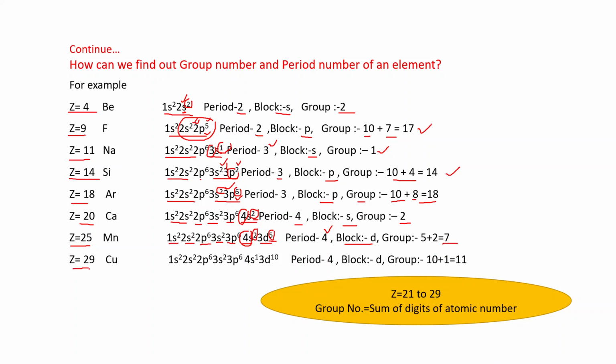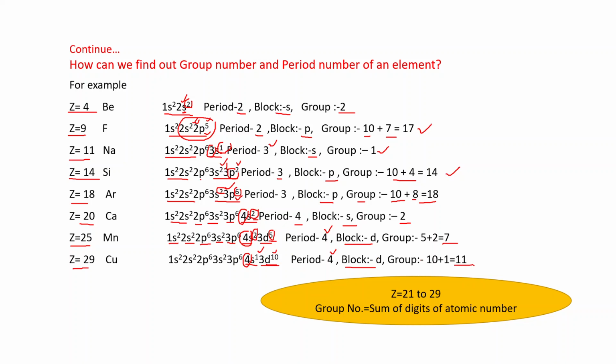Z is equal to 29. Again, write the electronic configuration. This will be 4s1, 3d10 for copper. The principal quantum number of the outermost shell is 4, that's why the period is 4. And this is 3d10, the last electron enters the d subshell, that's why this is a d block element. For a d block element, group number is 10 plus 1, that is 11.